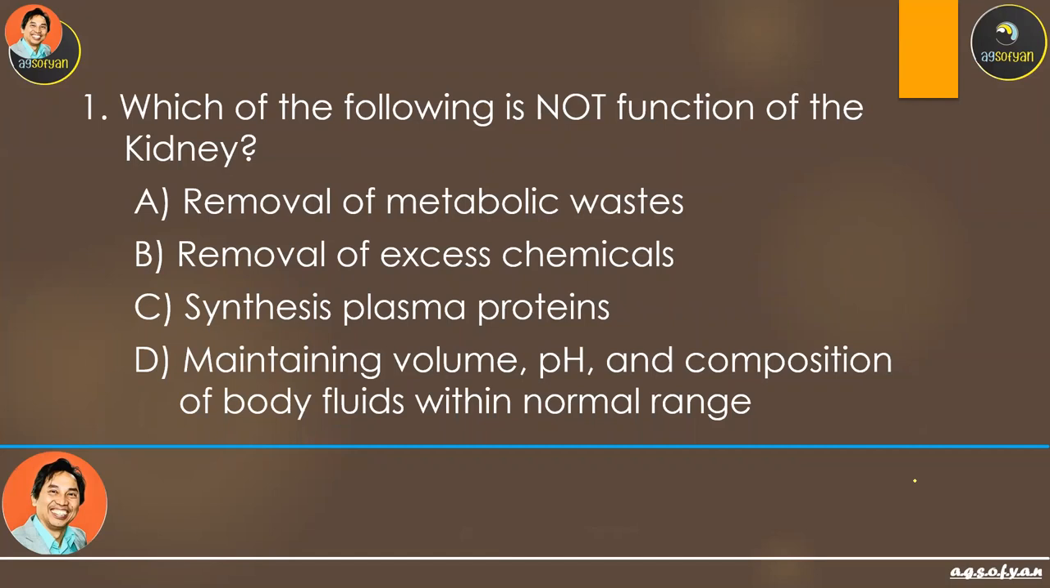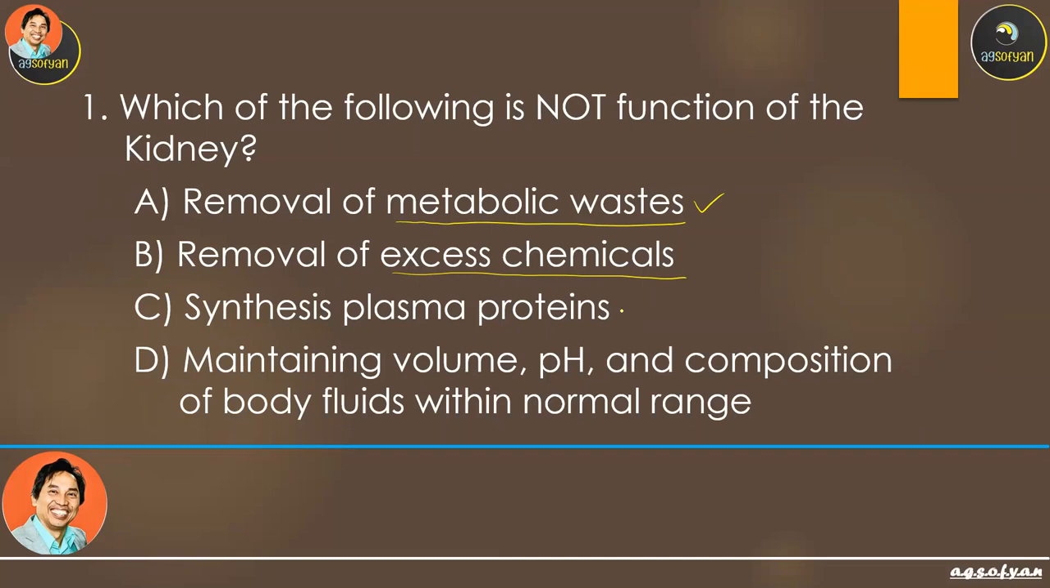Which of the following is not functions of the kidney? Okay, choose your answer. Let's say urinary system. The main organ is called the kidney, and kidney function is to filter the blood to remove the metabolic waste. So this one is the function of the kidney. It also removes the excess chemicals like ions, maybe sodium, potassium, or whatever we have more in the blood, which will be removed through the kidney.